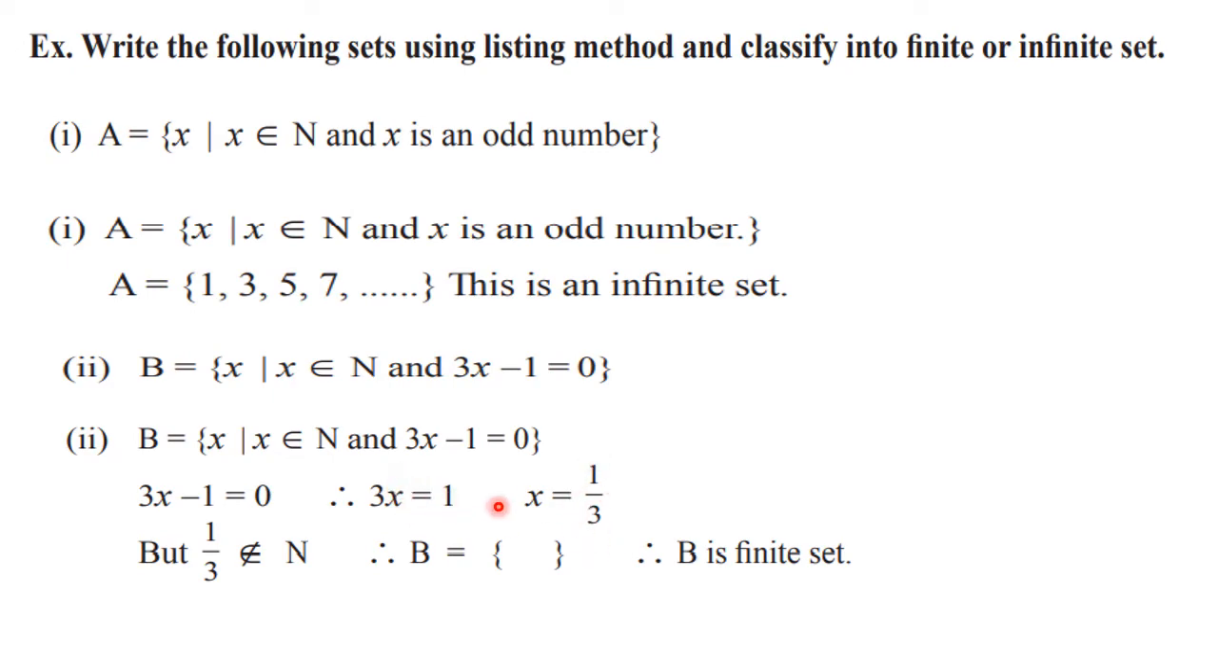1 divided by 3. But see, even though we got the value of x, this set is an empty set. Why? Because 1 upon 3, which is a fraction, is not a natural number. See here, the condition is provided to us: x belongs to natural number. That is why we cannot include this element here. 1 upon 3 is not a natural number. Therefore, B is an empty set. And as we have studied, an empty set is a finite set. Therefore, we can say that B is a finite set.